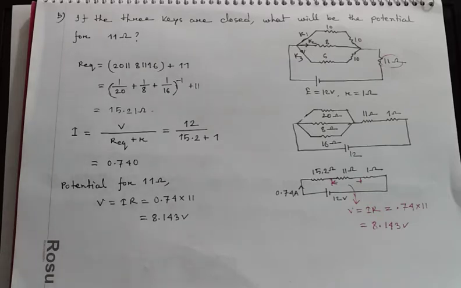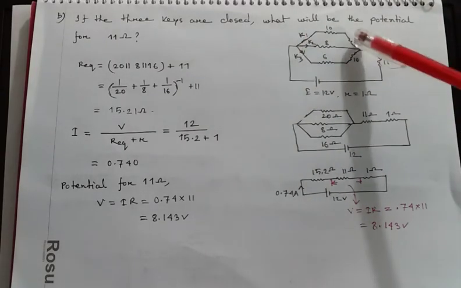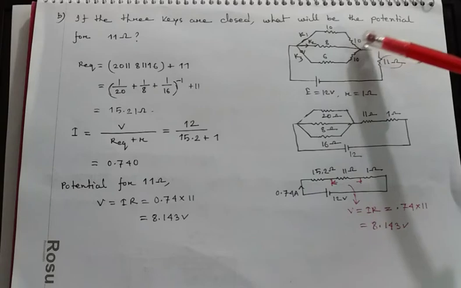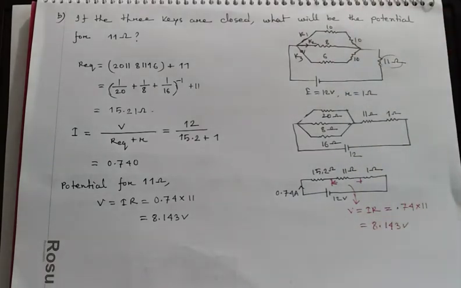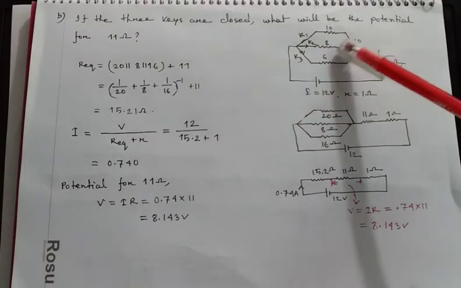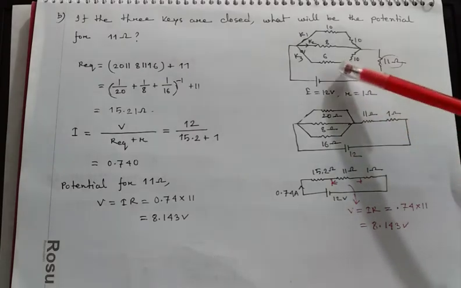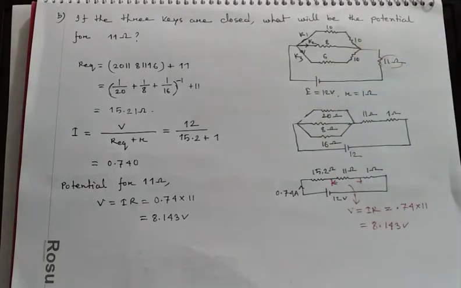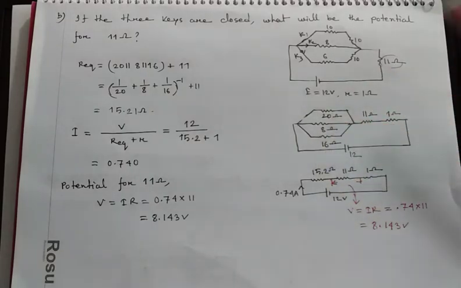So look over here, in this portion of the circuit there are two resistors, 10 ohm and 10 ohm, and they are in series, so it will make 20 ohm. Then in this portion there is only 8 ohm resistance, we will keep it as 8 ohm. In the third branch two resistors are in series, 6 ohm and 10 ohm, and that will make it 16 ohm, and these three branches are in parallel.